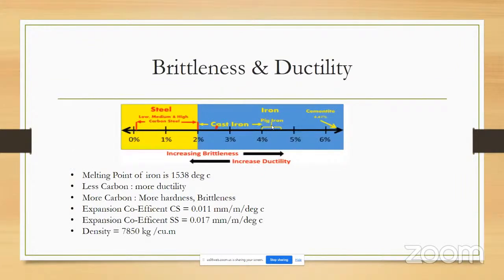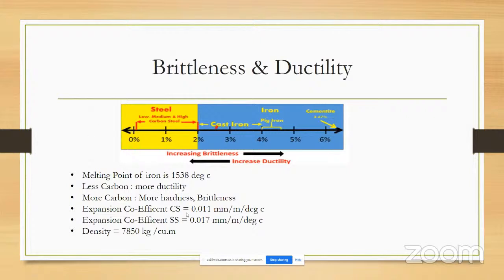So, brittleness and ductility: we already know that the carbon contained in ferrous materials gives you brittleness and ductility. If the carbon level is less than 2%, it is more ductile, and if it is more than 2%, it is brittle. So what is brittle? Brittle means it will break into small pieces, like glass. Ductile means more stiffness.